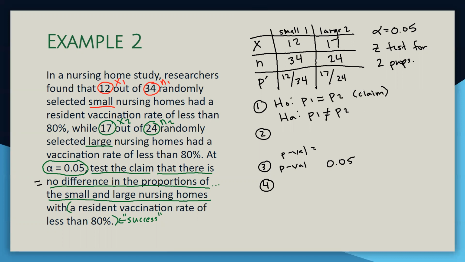For step 2, I'm going to go ahead and use GeoGebra, since I did the TI-84 on the last one. In GeoGebra, we're using Z proportion 2 test, and it asks for 5 things. So it asks for p hat 1, which is 12 out of 34, and then N1, which is 34. And then the same for sample 2, 17 out of 24 and 24. And then the tail, which for us is going to be not equal to.